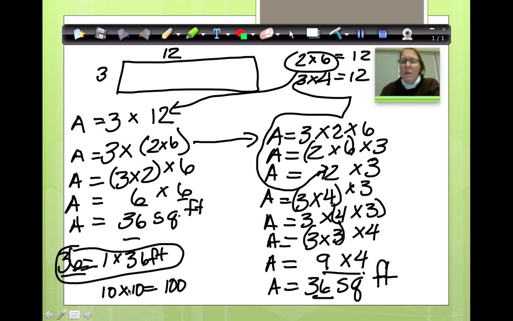So here's what you know about your multiplication facts to help you find the other sides you could possibly have for a rectangle.